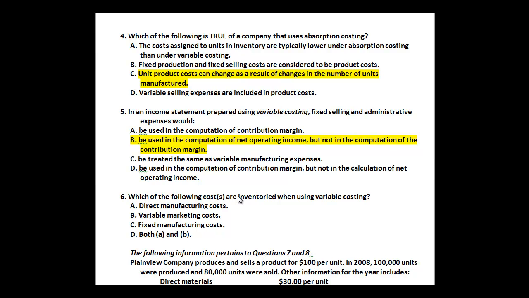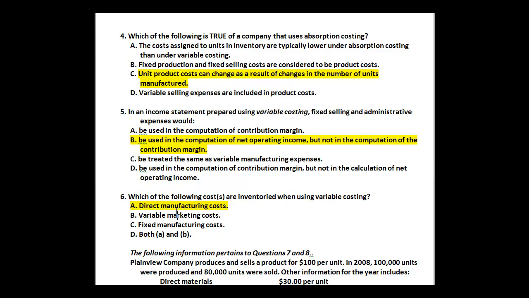Number 6, which of the following are inventoried when using variable costing? When we say the term inventoried, that just means which of these costs are going to be used to calculate the cost per unit. So when we do cost per unit, we're looking at the costs that go into work in process. That's what it means to be inventoried or capitalized. So remember, if it's variable costing, it's the variable product cost. So direct materials plus direct labor plus variable overhead cost. So your answer here is A.